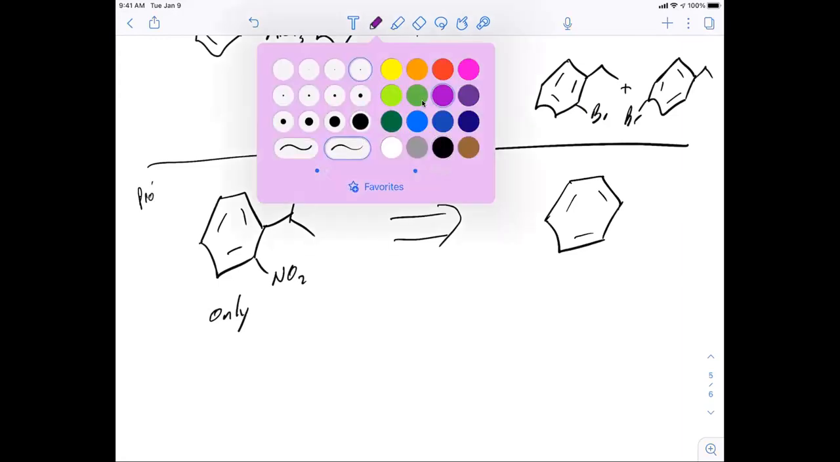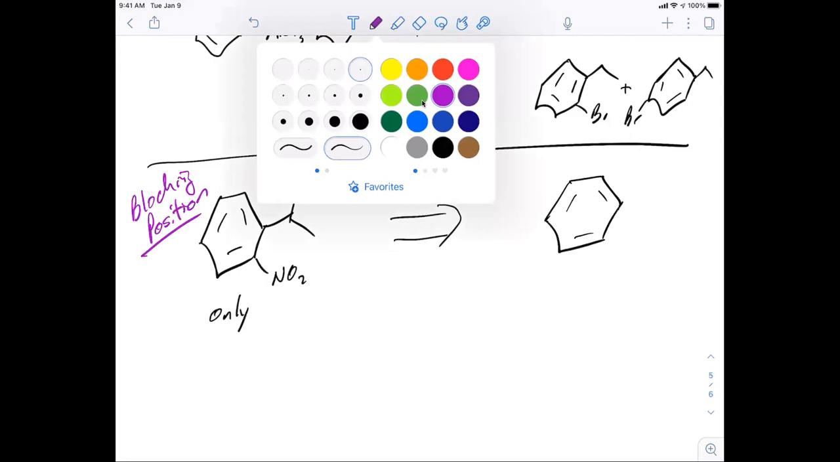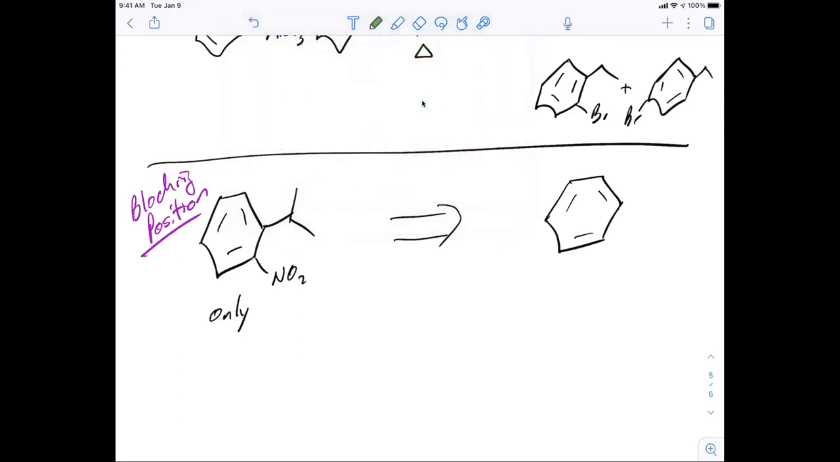And for this one, the last one was kind of a trying to figure out. This one's called a block, D-block. So in the book, this is under blocking positions. So if we look at this one, the nitro is a meta director and the alkyl group is an ortho-para director. So we're going to have to add the alkyl first. But the caveat on this one is I only want the ortho.